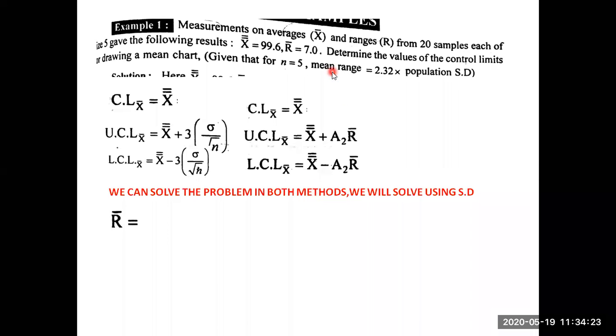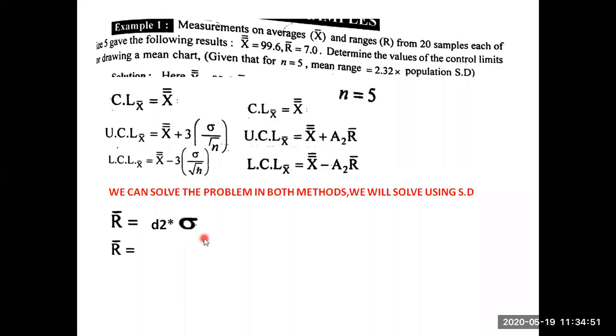Here mean range, that means R bar is equal to 2.32 times of standard deviation. So standard deviation is, remember this formula. Therefore d2 is equal to R bar by sigma. Otherwise, sigma is equal to what is the formula? R bar by D2. Remember the formula. From this one, sigma is equal to R bar by D2.